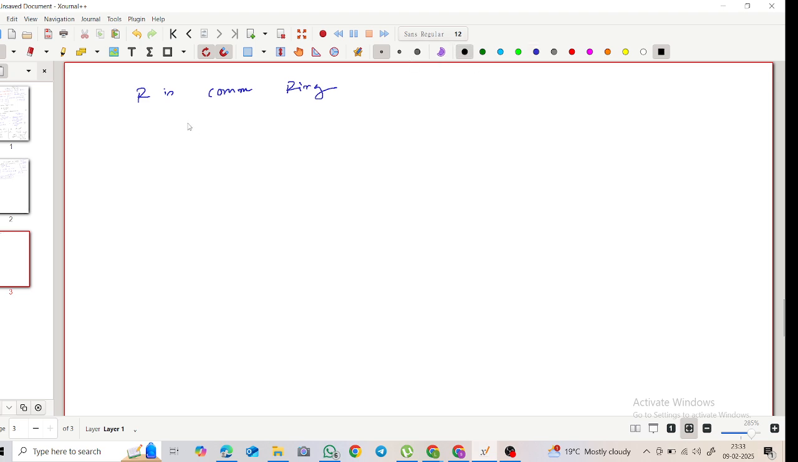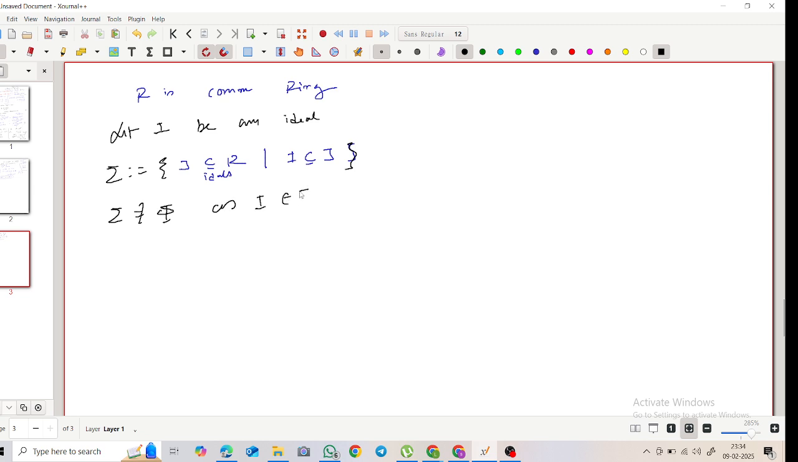So I am telling you the sketch of the proof. Let I be any ideal. You define a set sigma by saying that sigma contains all those ideals J of R such that I is contained in J. So all those ideals J which contain I, this is the collection. So sigma is clearly non-empty as I belongs to sigma.